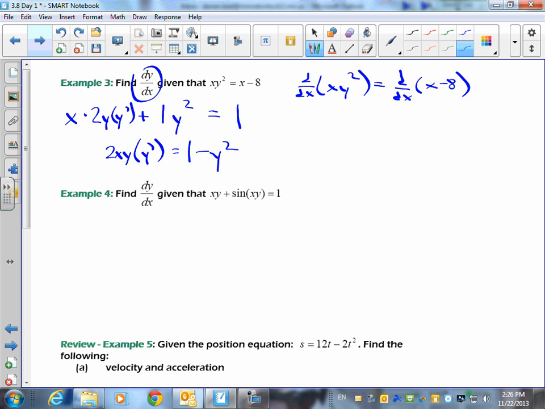Good? Last step. You can do it in one step. You know that, right? What do I need to divide by? Divide by 2xy. So y prime is equal to 1 minus y squared divided by 2xy. Oops, I need to write 2xy. And that's dy dx.